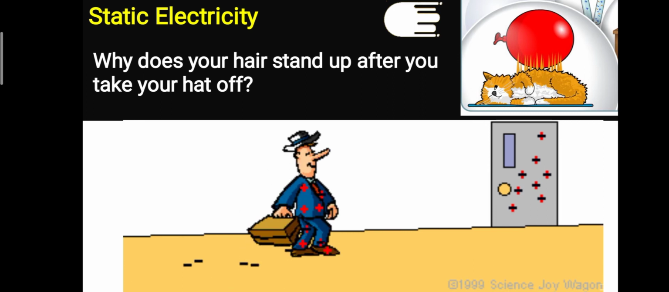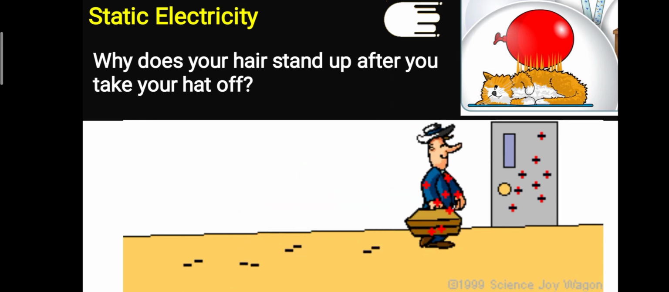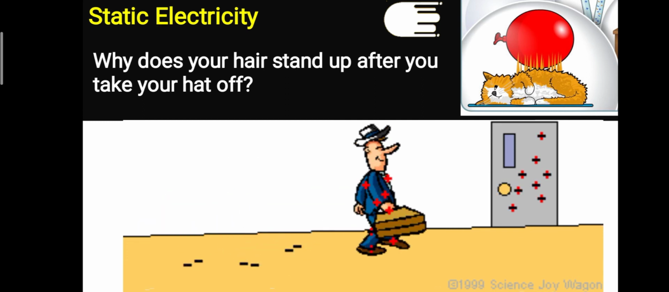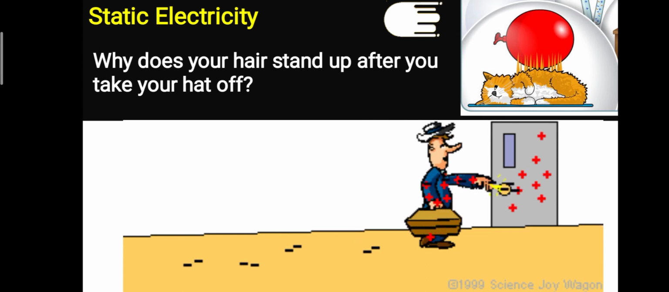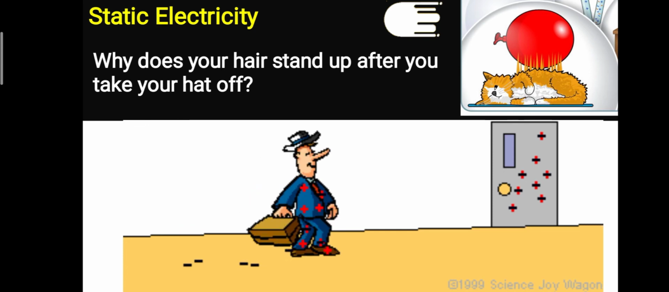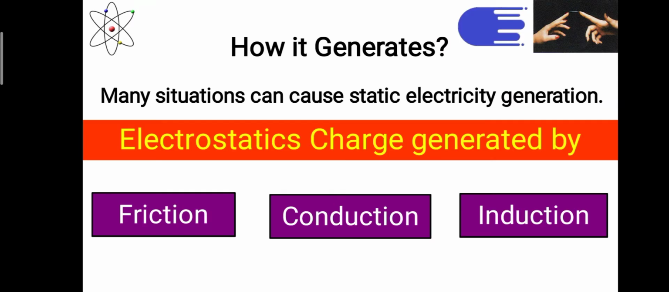Walking across a carpet causes electrons to move from the rug to the body. This action results in accumulation of extra electrons on the body. Whenever we touch a doorknob or metal body, it causes a shock or spark, and this occurs due to exchange of electrons. How is it generated? Many situations can cause static electricity generation. Electrostatic charges are generated in three ways: friction, conduction, and induction.